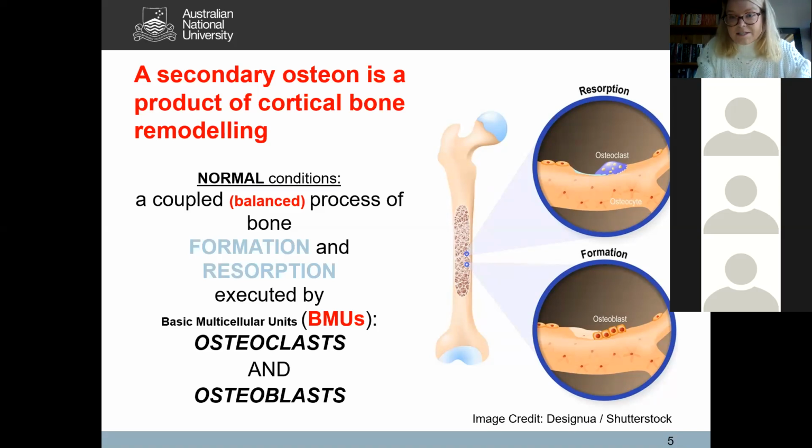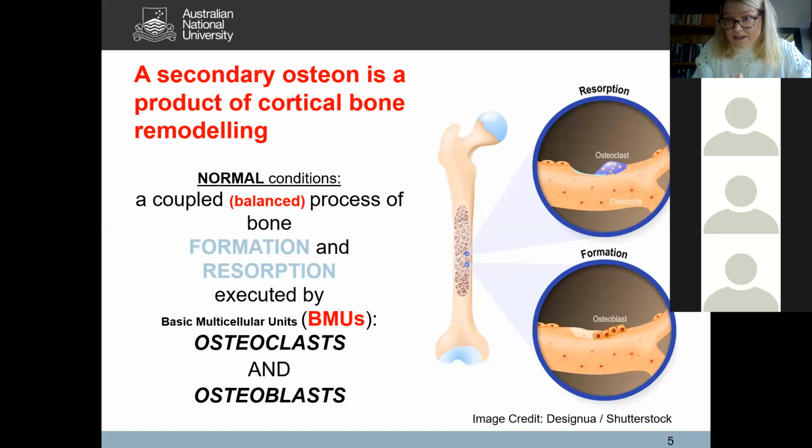What you experience is what we call the coupled or balanced process of bone formation and resorption. Now, most of you will know the resorption is done by osteoclasts, which are these huge cells that have several nuclei. They attach to bone surfaces, release ions, demineralize the bone tissue, and then basically absorb it. And then the formation is executed by what we call osteoblasts, so the cells that produce new bone matrix.